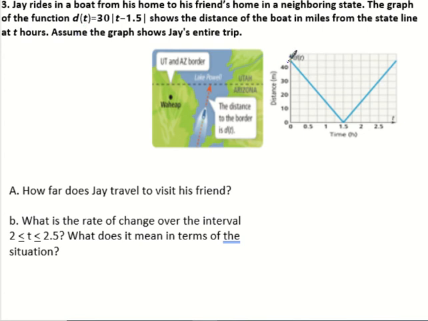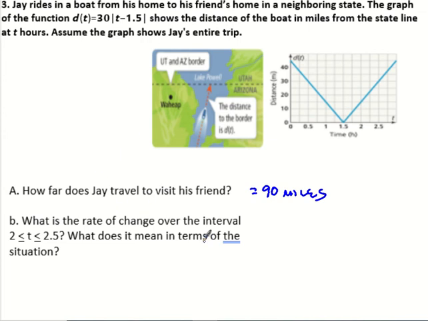So he started, okay, this is distance in miles. It looks like he started, counting by 5, 45 miles away. 1.5 hours, and then 1.5 hours back, the 45 miles. So how far does Jay travel to visit his friend? Well, it looks like he had to travel from 45 miles to 0 miles to the house. So that's 45 miles plus an additional 45 miles. So the total distance traveled was 90 miles. That was the total distance he had to travel.